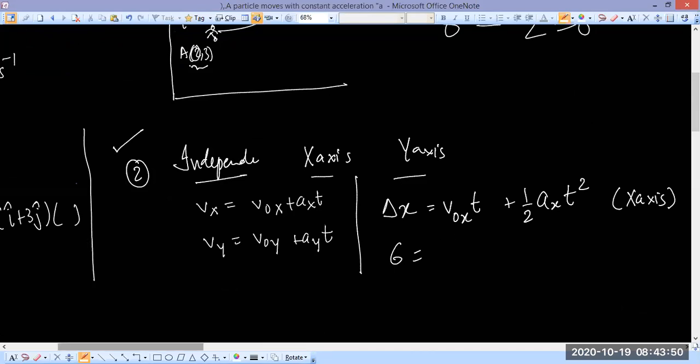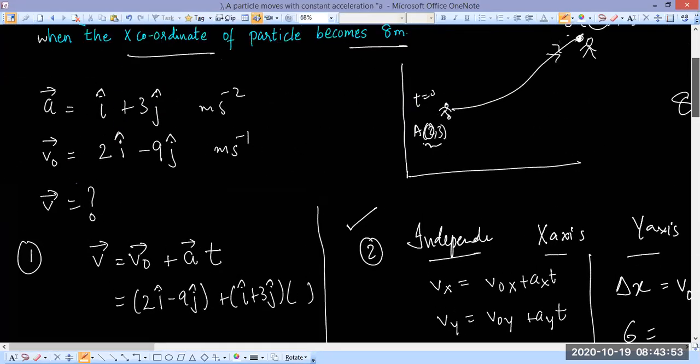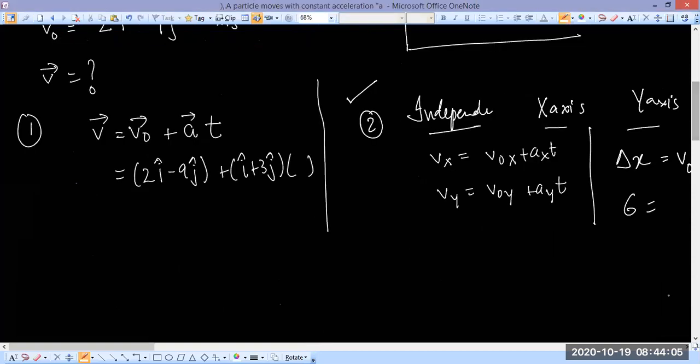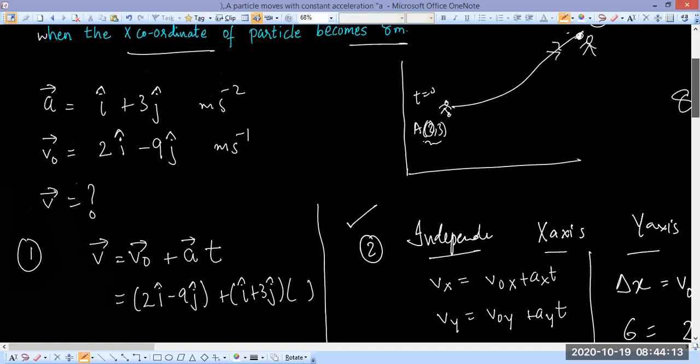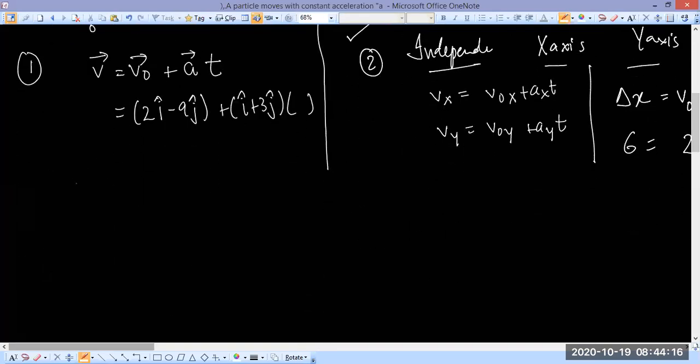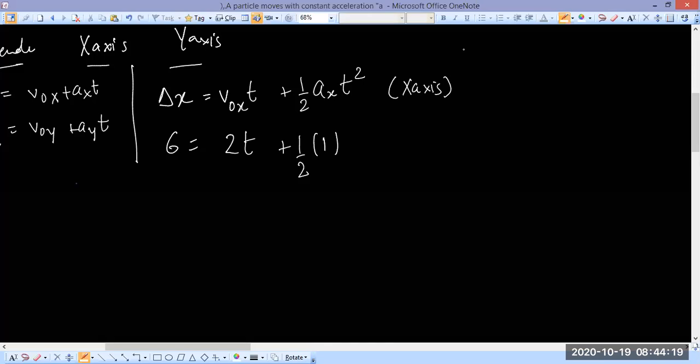v0x, what is v0x? Read the question. We have made the details here. What is v0x? 2. Very good. Now that you already know. Okay, I am confident you got it. So 2t plus half, I myself forgot the value. ax is 1. I hope that is clear to all of you. ax is 1, given in the question, right? So based on that, we have to solve this.